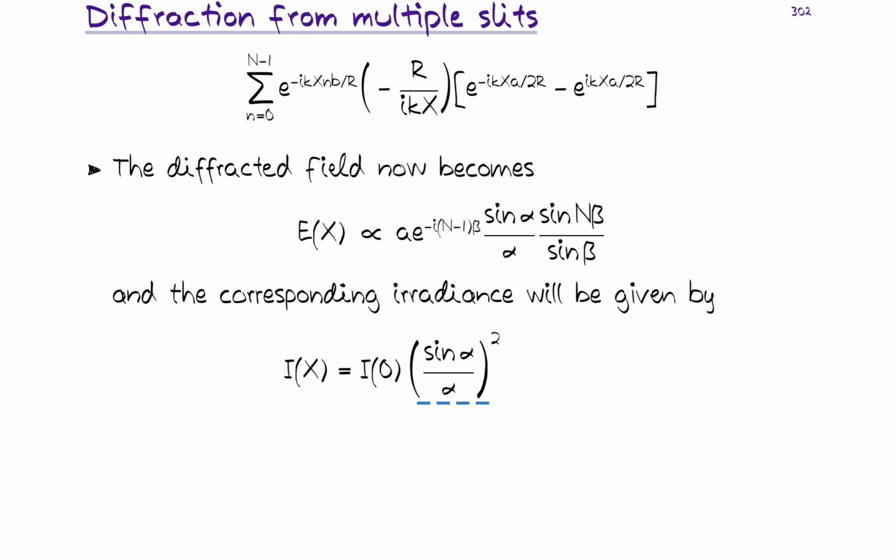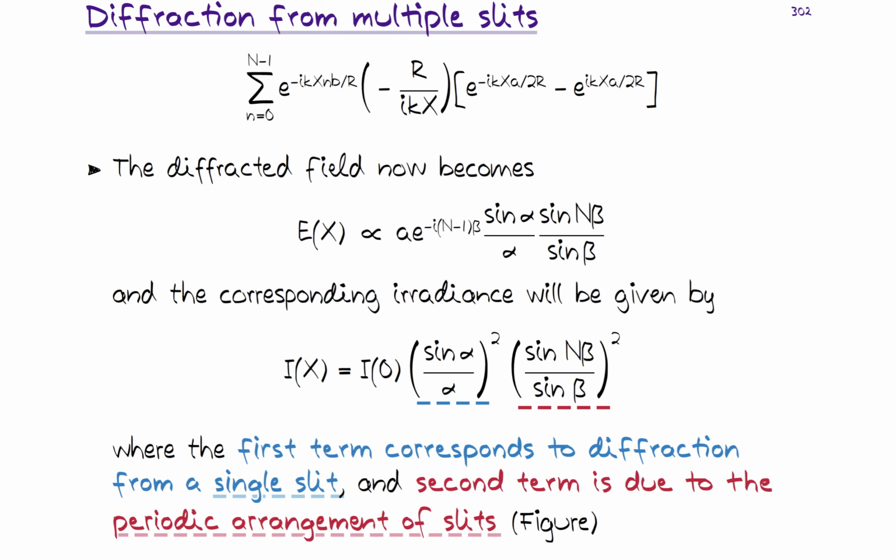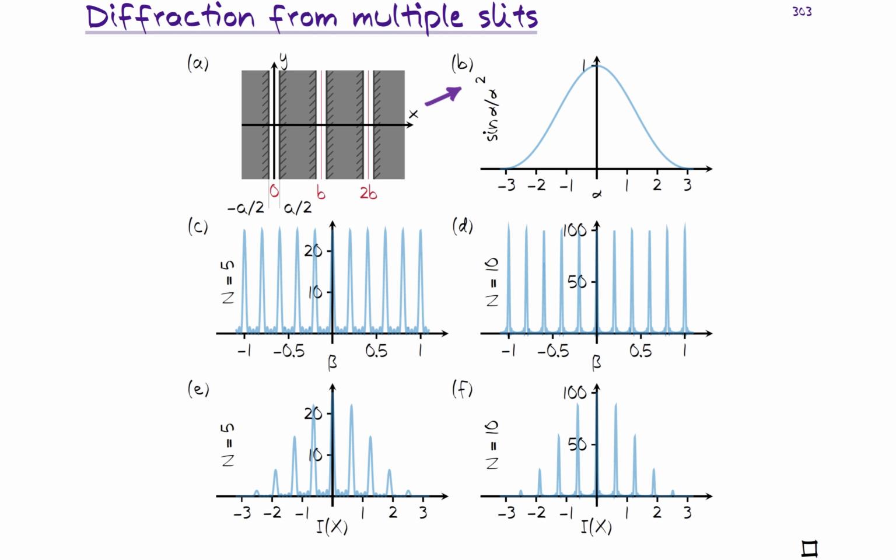And then I have the second term, which is now sine of n times beta divided by sine of beta, squared. So the first term will be basically, like I said, the diffraction corresponding to a single slit. So it gives us an overall smoothness for the irradiance. And then the second term is actually due to the periodic arrangement of slits. And now we can look at the figure again and see what we have just done and shown.